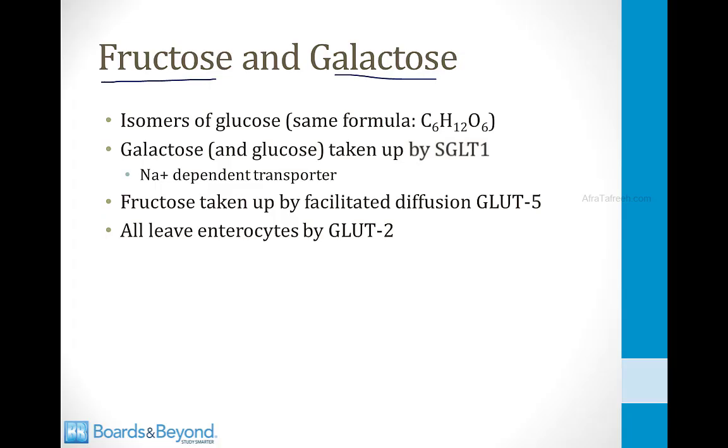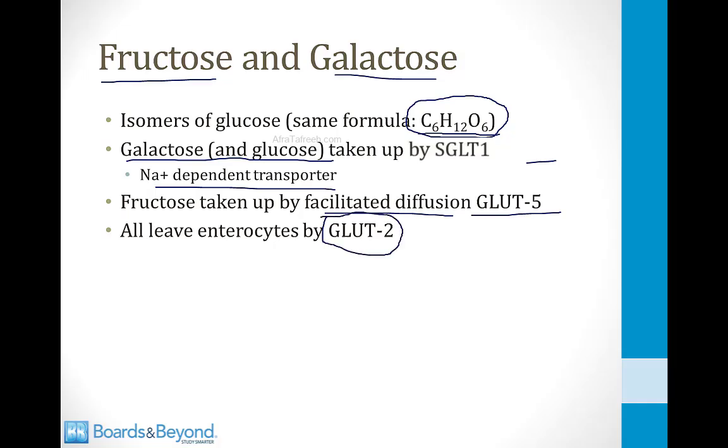They have the same chemical formula as glucose, C6H12O6, but the molecules are arranged around the carbon skeleton in a different manner. All carbohydrates we ingest when we eat are broken down into glucose, galactose, and fructose, and then glucose and galactose are taken up by the transporter SGLT1 in a sodium-dependent way. We'll see that in a minute. Fructose, on the other hand, is taken up by facilitated diffusion by a transporter called GLUT5, and then they all leave the enterocytes after they've been taken out of the intestine by a transporter called GLUT2.